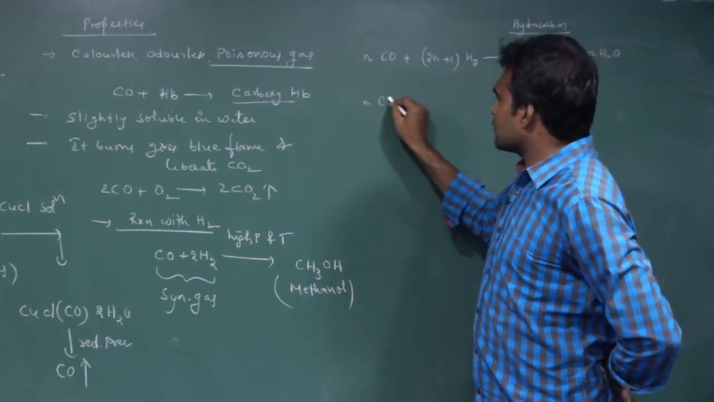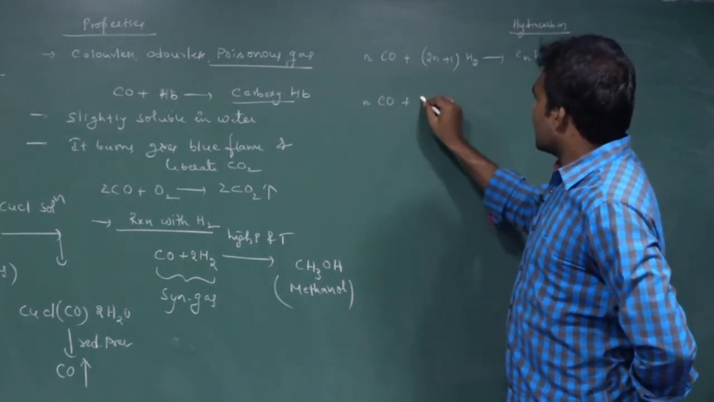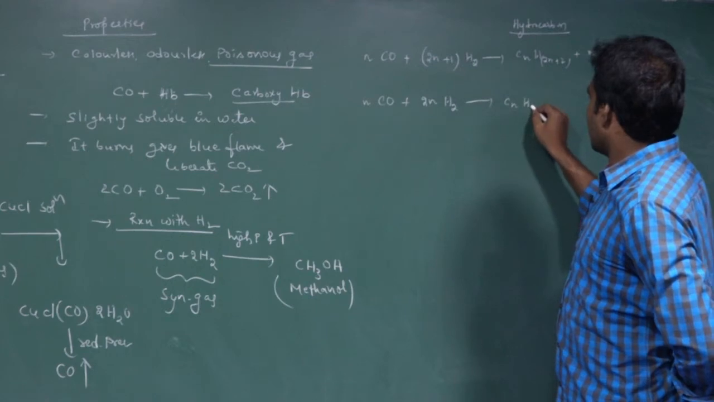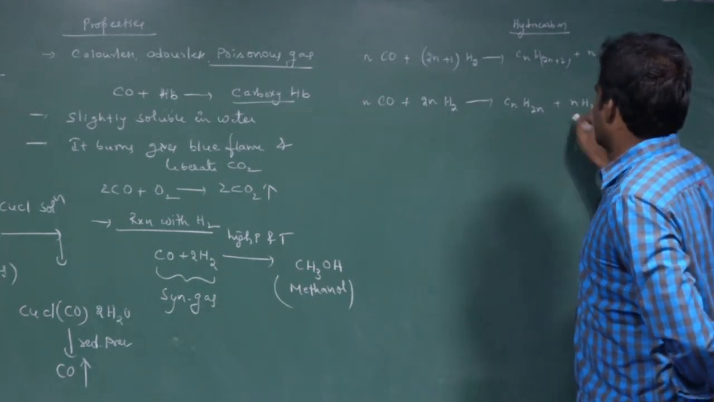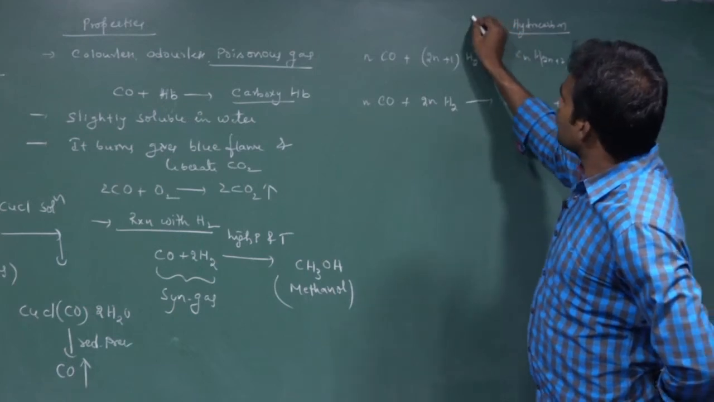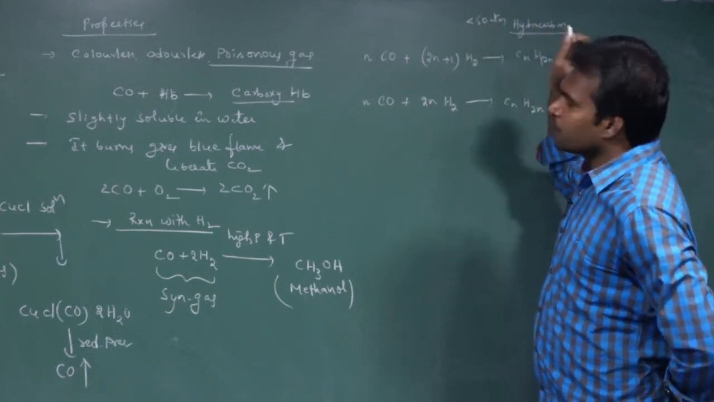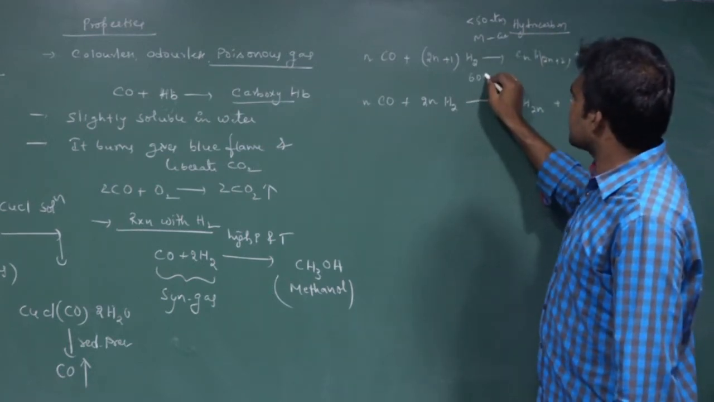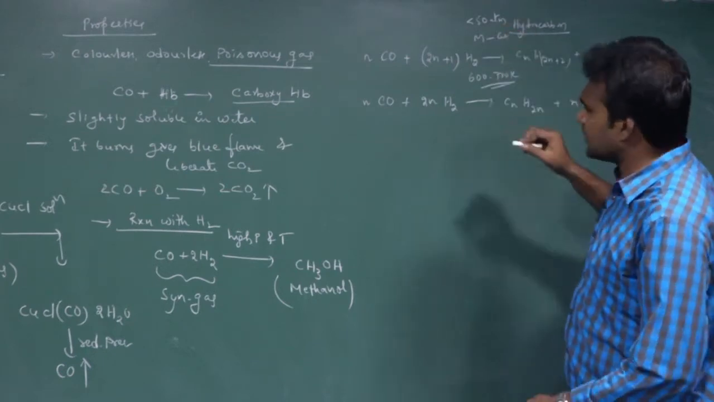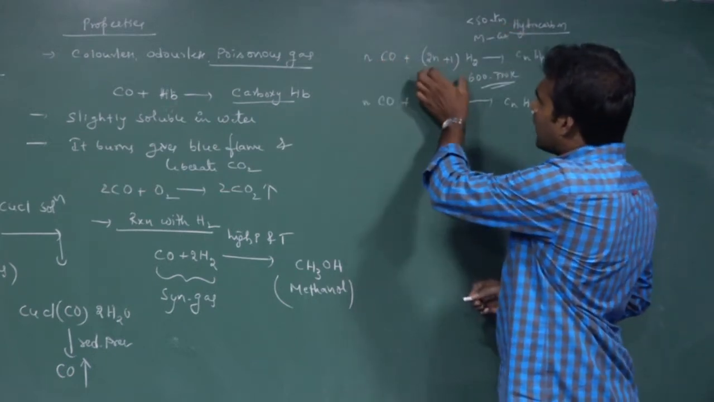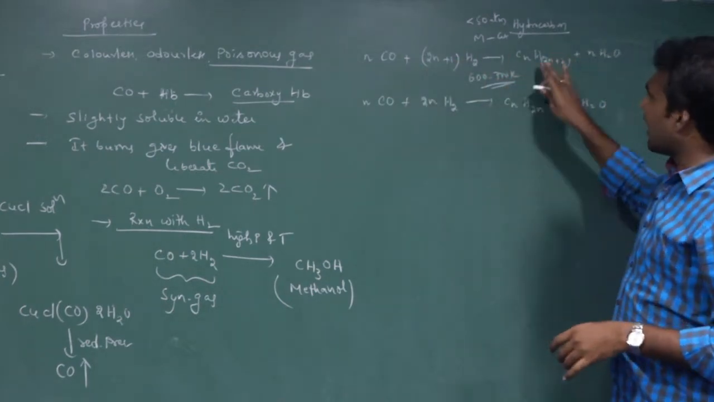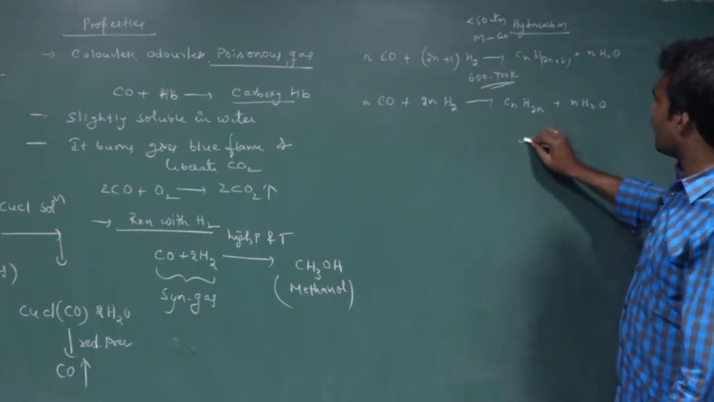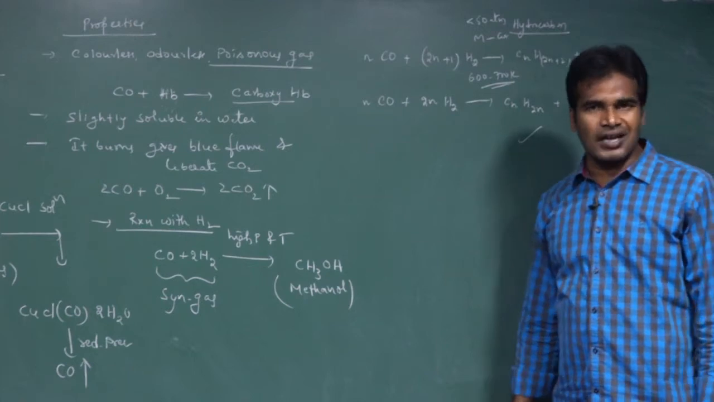Similarly, when n moles of CO react with 2n moles of hydrogen, we get CnH2n plus n moles of H2. But the condition should be that the pressure is less than 50 atmospheres, with a metal as catalyst, at 600 to 700 kelvins. When you maintain these conditions, we get hydrocarbons. So this is one of the best methods for the preparation of hydrocarbons from water gas or syngas.